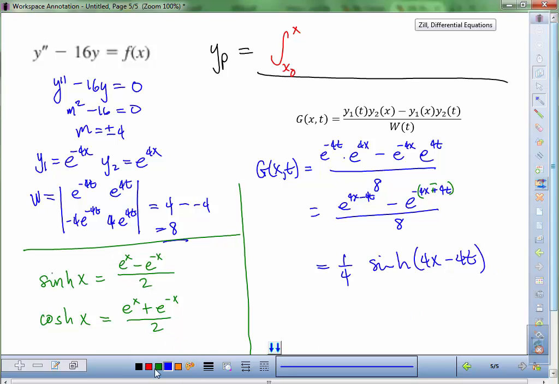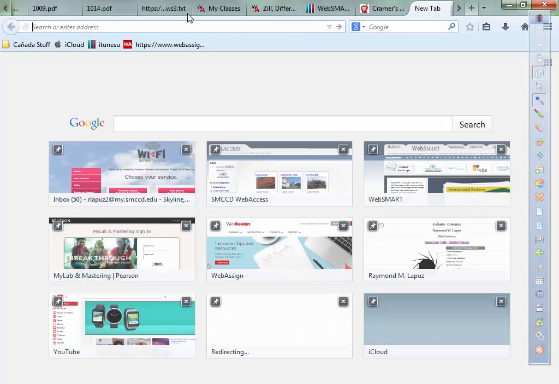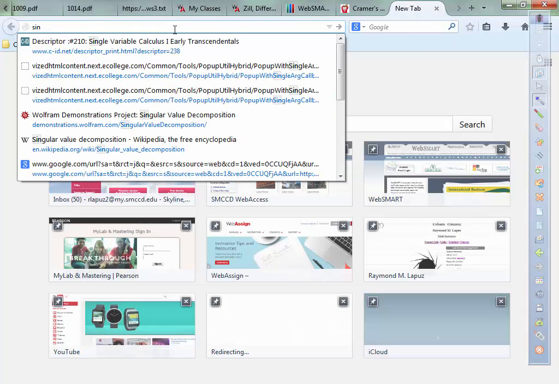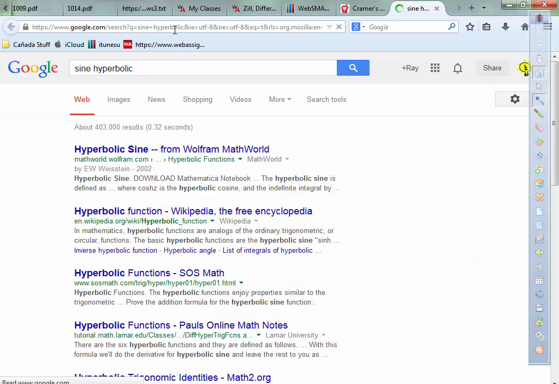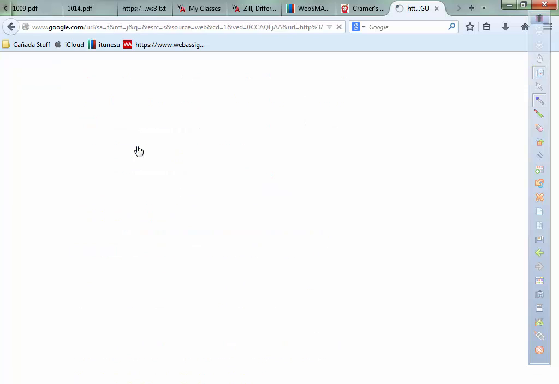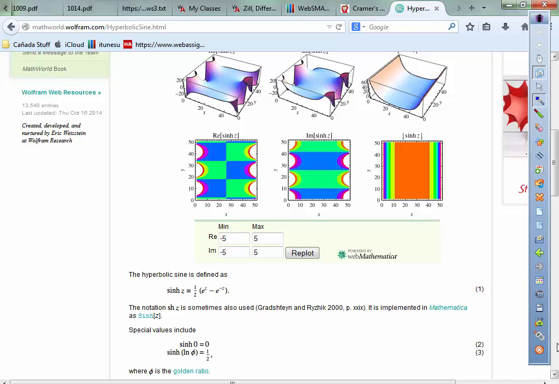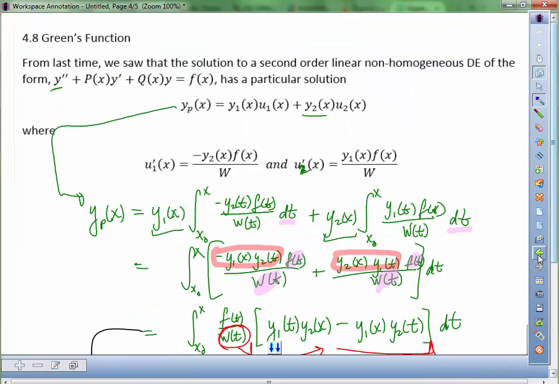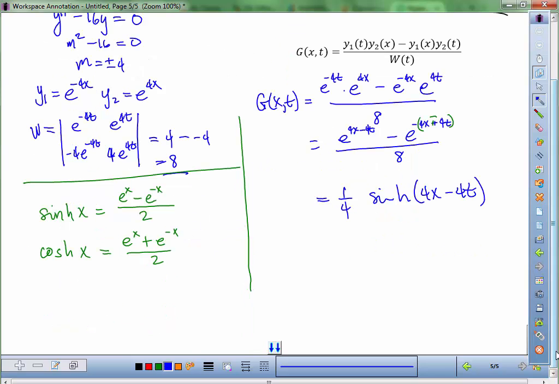Actually, let me check my hyperbolic definition here. Okay, looks good. Being one of those math professors that doesn't care about hyperbolic functions, I should check to make sure that's correct.